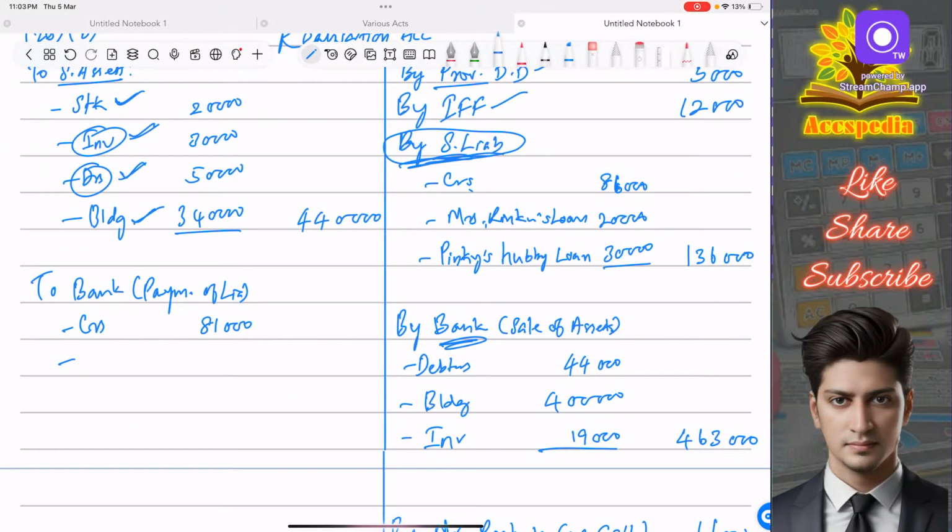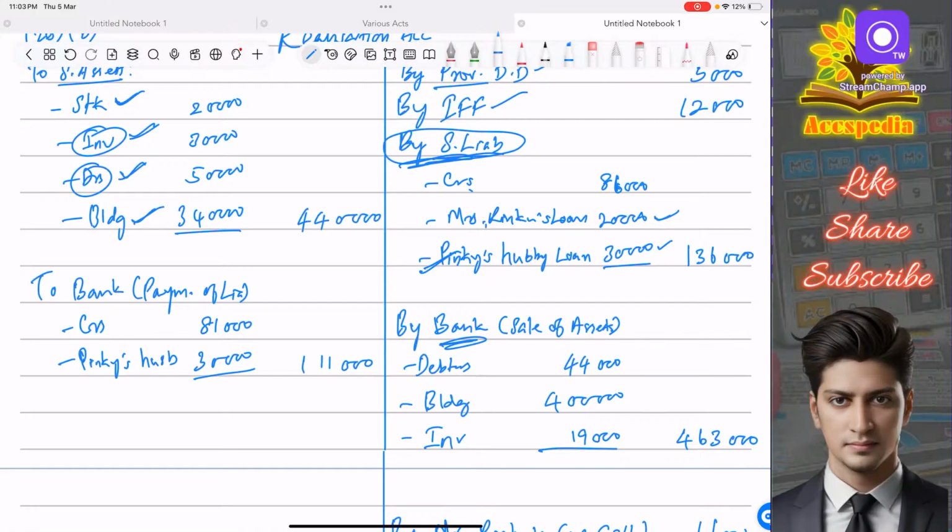So there is no information regarding Pinky's husband's loan. I'll write Pinky's husband loan: there is none, so it is paid in full. That 30,000 is, so the total liability payment is 1,11,000. Okay, and after that, liability taken over.